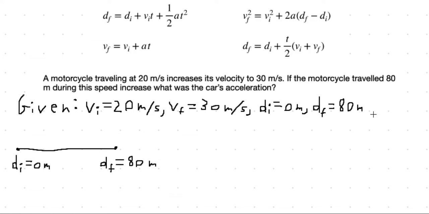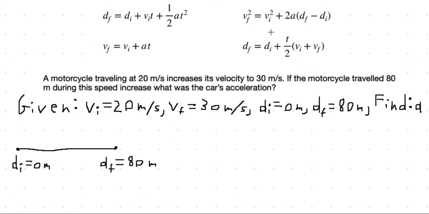And the last part of the problem says, what is the car's acceleration? So we're trying to find the acceleration a. So we have our givens and we have our find variable. Now we want to find an equation here that contains all these variables. And what we can do is we can plug in what we're given and then solve for a then.